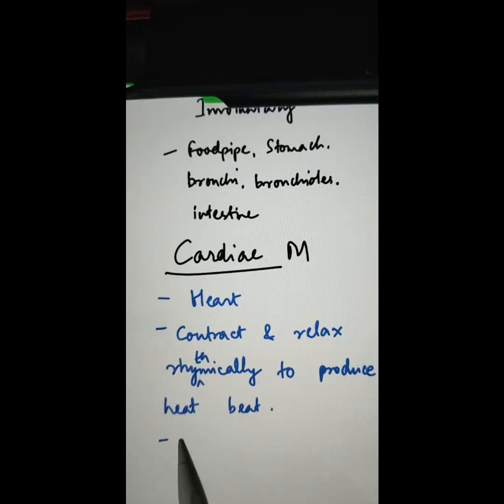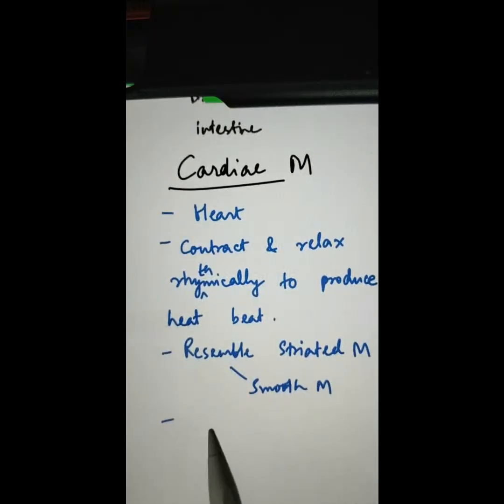So cardiac muscles, they resemble striated muscles. Why? Because they show striations on them. They also resemble smooth muscles. How? Because they are involuntary. They are not taking your consent. They are making heartbeat on their own. So this point is also very important. Cardiac muscles resemble striated muscles because they show striations on them. They resemble smooth muscles because they are involuntary in nature, right? So they are also cylindrical, but they are branched.